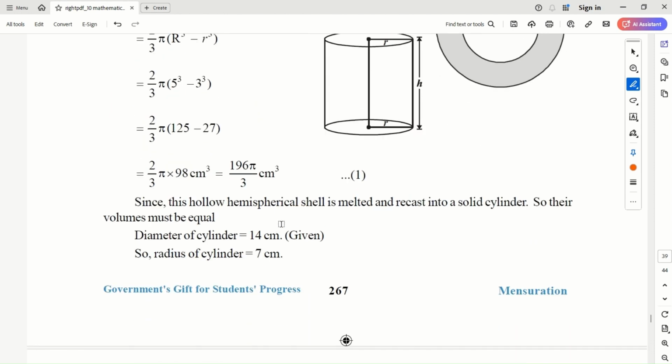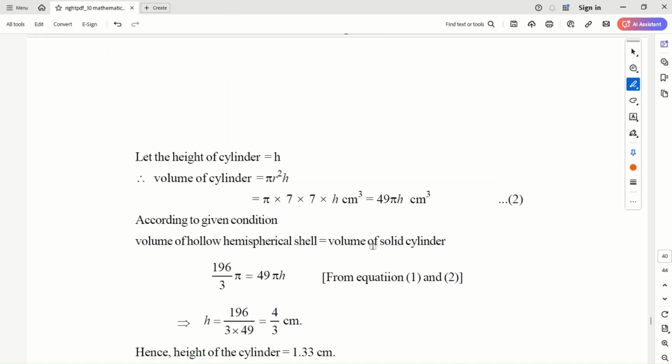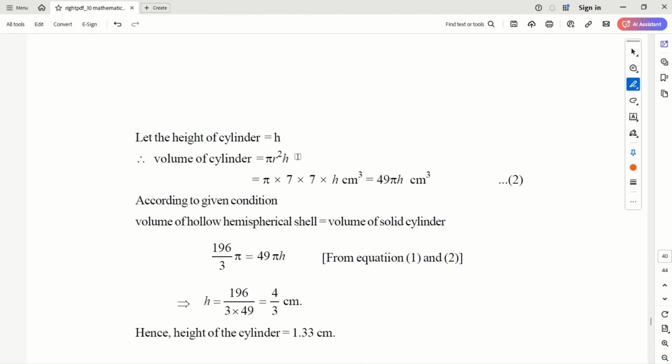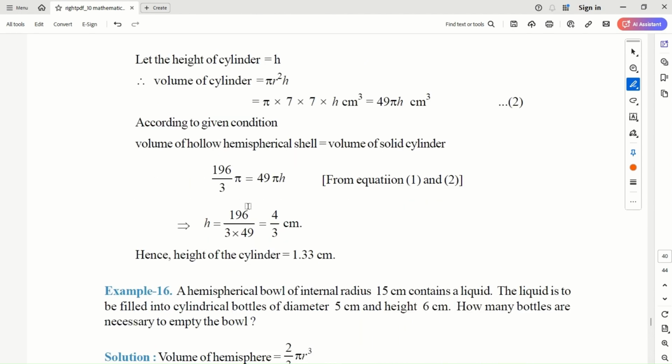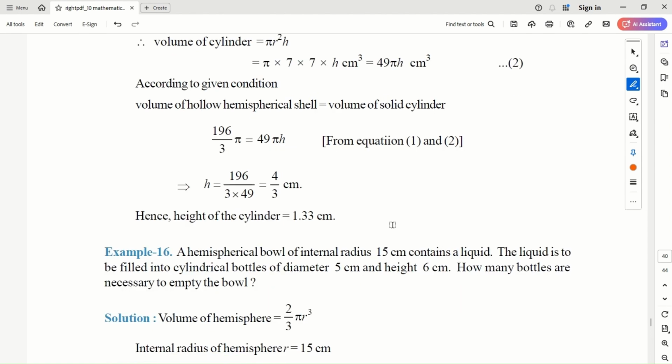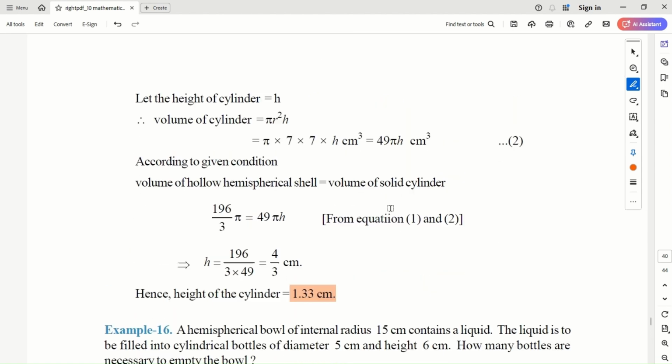Then since this is equal to the cylinder volume, you equate it basically. Pi r square h equals that value, with r as 7. Equate both of them and you will get h. What is the height of the cylinder? Height is nothing but 1.33 centimeters from this.